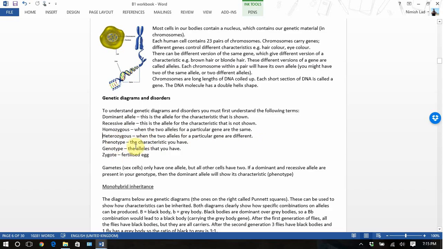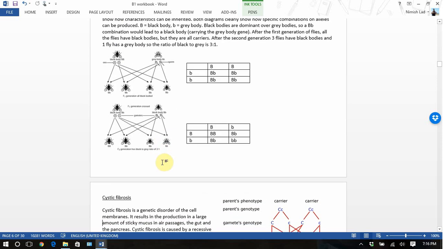Phenotype is a characteristic you have, i.e. brown hair. Genotype is the alleles that you have. So big B, little b, so brown hair, blonde hair. Zygote is a fertilized egg. Gametes, or sex cells, have only one type of allele, but all of the other cells have two. The dominant and recessive alleles are presented in your genotype, so the alleles that you have. The dominant will always show its characteristics when we go to phenotype.